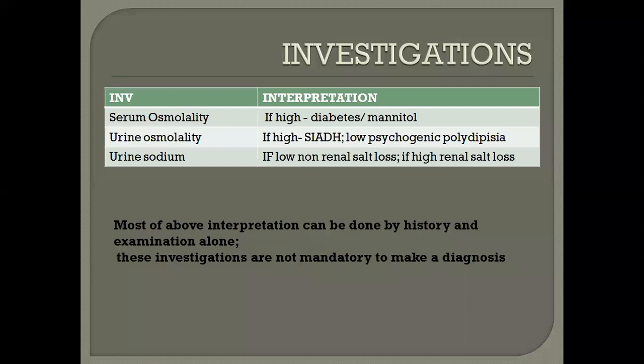But as you would have guessed, most of these interpretations can actually be done by history and examination alone. For example, you can check the blood glucose to rule out diabetes. You already know whether the patient is getting mannitol. You can ask the patient about psychogenic polydipsia, or you can admit the patient and see how much water they're drinking. Similarly, you can take a history and find out whether the patient has renal disease, or has been vomiting, or has been having diarrhea. So for most conditions, these investigations are not mandated to make a diagnosis.